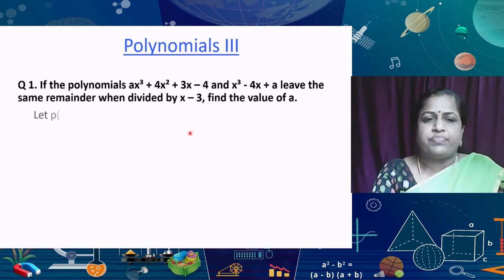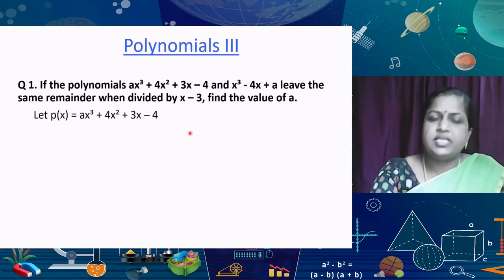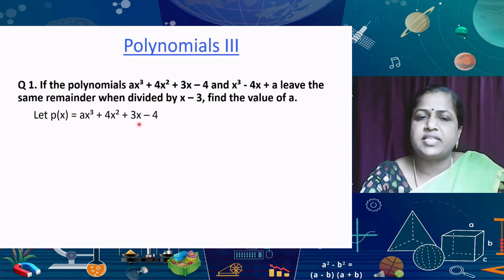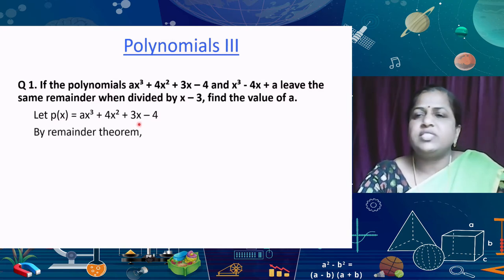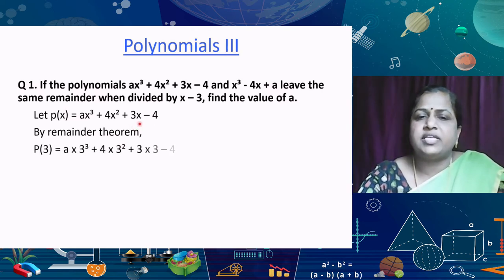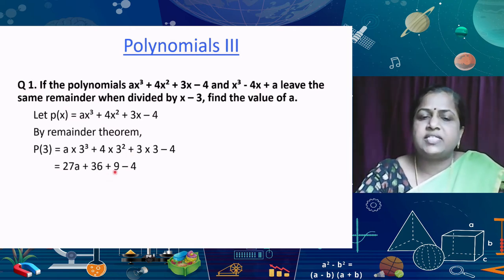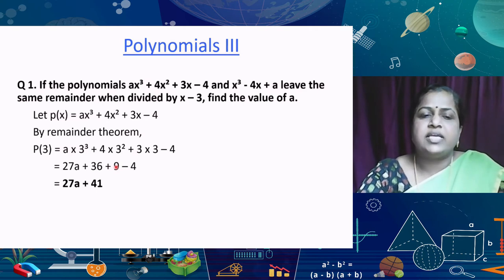So, how to find it? First, we take the first polynomial as p of x equal to ax cube plus 4x square plus 3x minus 4. We can use the remainder theorem here. We put the zero of x minus 3, which is plus 3. That is p of 3 equal to, in place of x, we substitute the value 3. So a into 3 cube plus 4 into 3 square plus 3 into 3 minus 4. We get 27a plus 36 plus 9 minus 4. That is, the remainder in the first case is 27a plus 41.